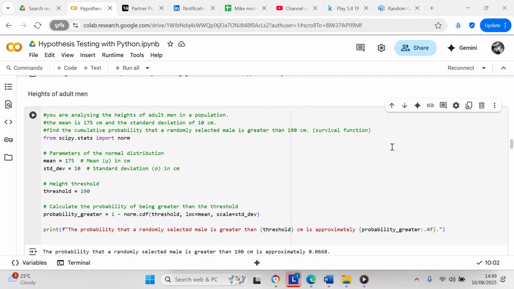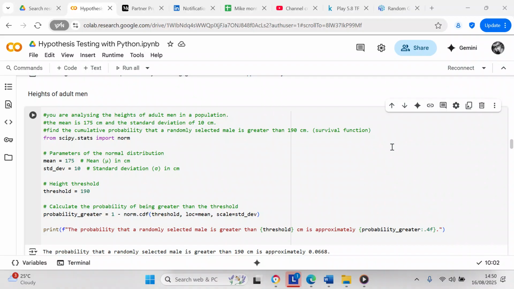In this video, we're going to be using the normal distribution to calculate the heights of adult men. The practice problem is: you are analyzing the heights of adult men in a population. The mean is 175 centimeters and the standard deviation is 10 centimeters. Find the cumulative probability that a randomly selected male is greater than 190 centimeters. And that's going to be your survival function as well.